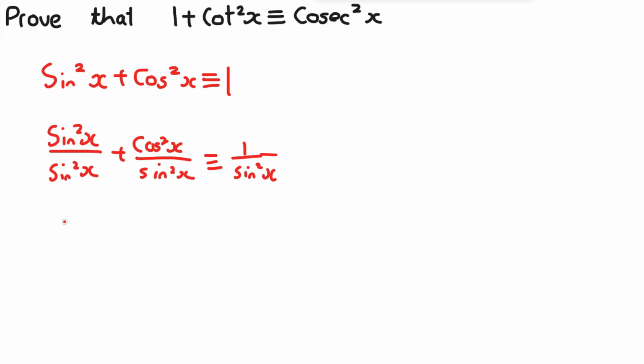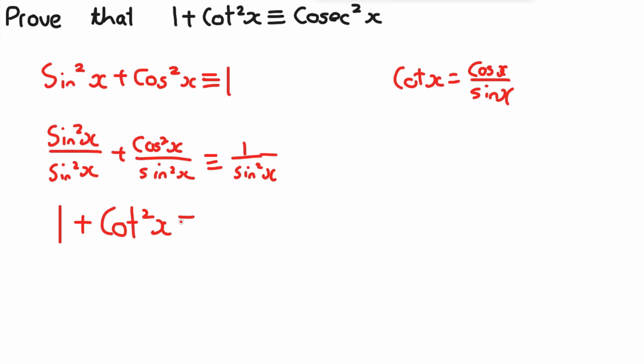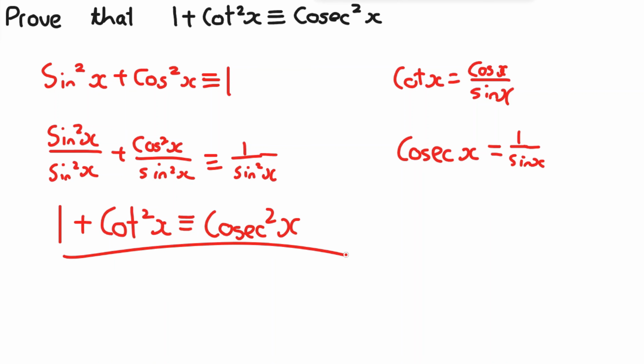Sin squared x over sin squared x is obviously just equal to 1, and as cot x is equal to cos x over sin x, this here is equal to cot squared x, and as cosec x is equal to 1 over sin x, therefore this here is equal to cosec squared x. And we've proved the identity that 1 plus cot squared x is equivalent to cosec squared x, which is required.